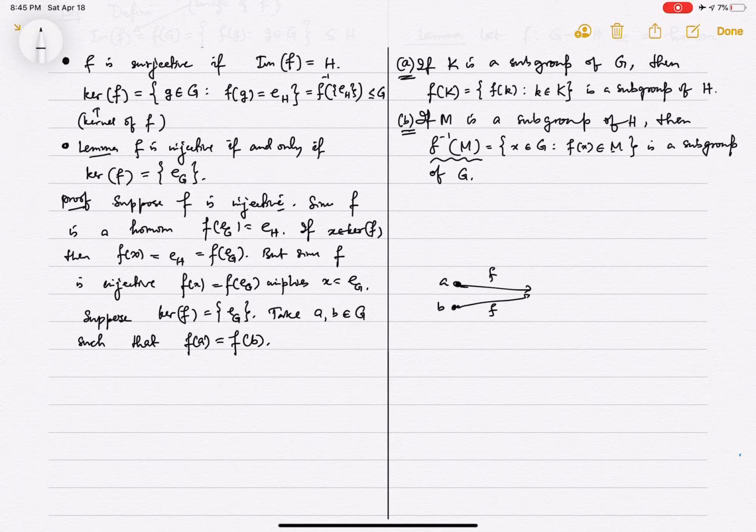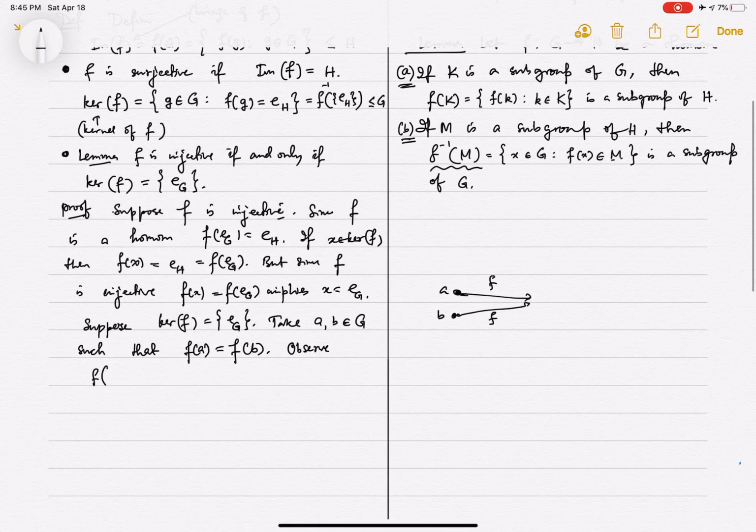The trick is to observe that f of a inverse times b is f of a inverse times f of b, first of all, because it's a homomorphism, and that's the same as f of a inverse times f of b. Again, because f is a homomorphism. But then f of a and f of b are the same thing. So it's an element times its inverse. So that's identity. Since f of a is f of b.